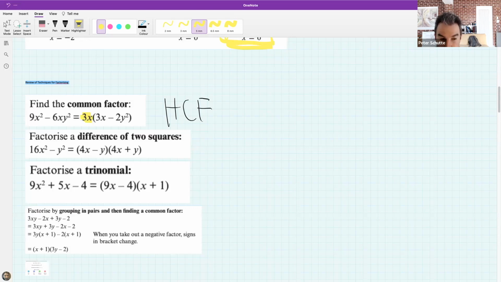Factorizing the trinomial, we've done a lot of recently. And if you weren't here for lesson 1, I would say look at that because we really did spend quite a lot of time there. And then method 4 was something called grouping. It's almost like highest common factor, but a different variation of that.